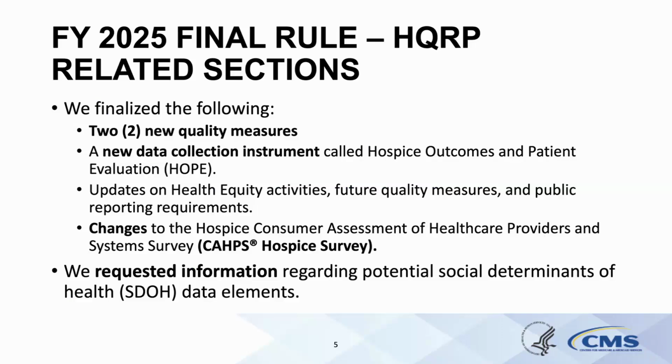The rule provided updates related to the HQRP and future measures, including finalizing new HQRP measures, finalizing a new data collection instrument, the Hospice Outcome and Patient Evaluation, or HOPE, providing updates on health equity activities, future quality measures, and the public reporting requirements. We also finalized changes to the Hospice Consumer Assessment of Healthcare Providers and Systems, or Hospice CAHPS survey, and we summarized responses to a request for information regarding potential social determinants of health, or SDOH elements. Next, we'll talk about the finalized 2 quality measures.